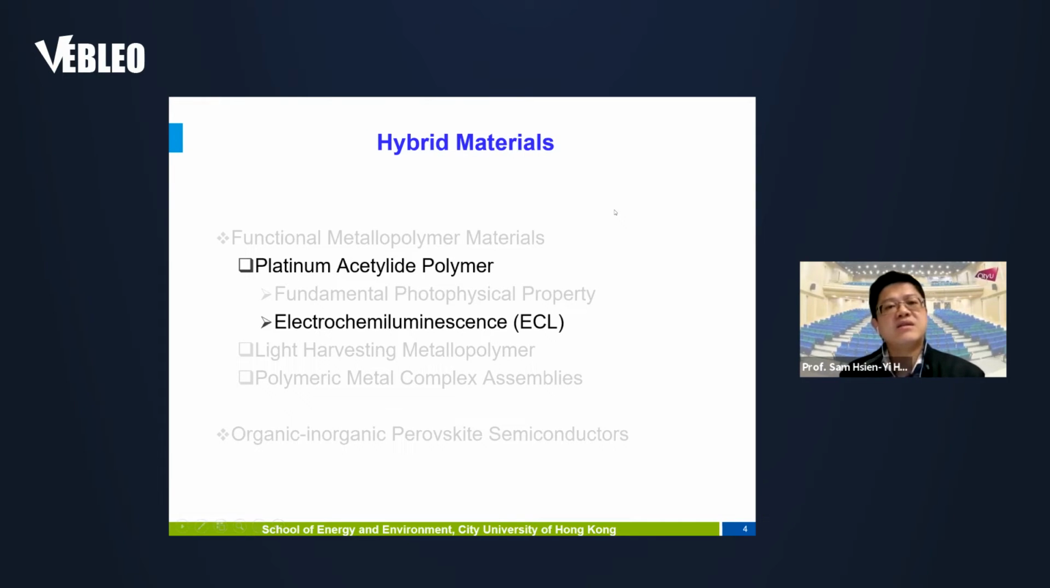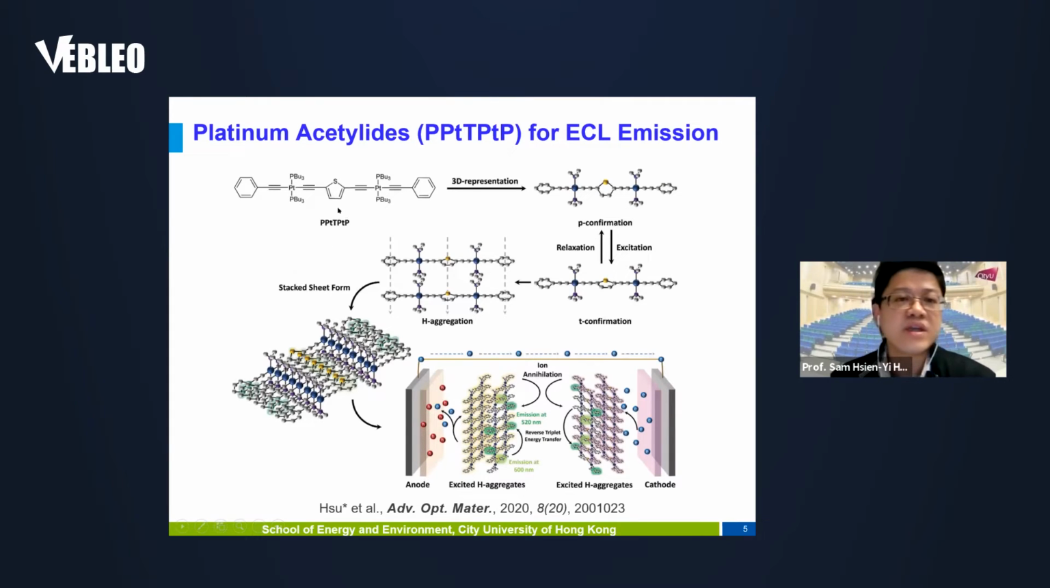Okay, so as you may know, there are diverse metal polymer materials, and I'm going to focus on what we call platinum acetylide polymers. This time I will introduce one of the light emitting devices I'm interested in, called electrochemiluminescence. We synthesize and develop these platinum acetylides, abbreviated as PTT, PTP.